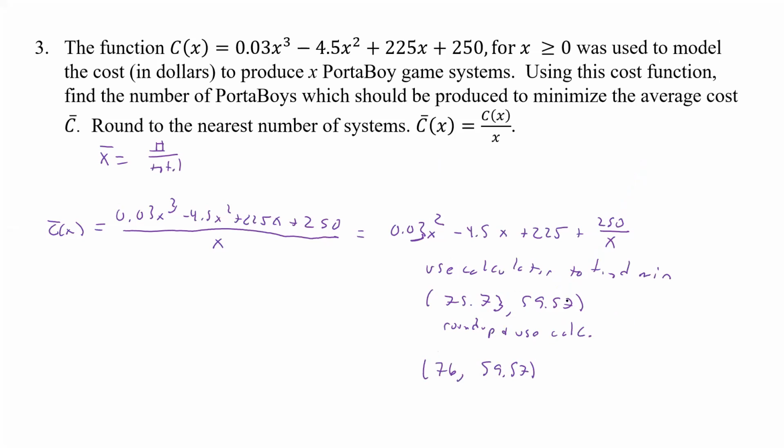So we got pretty close there with that one, because it was 75.73 and we rounded it to 76. And so that tells us, using this cost function, the number of Porta boys we're going to produce: we're going to produce 76 Porta boy game systems.